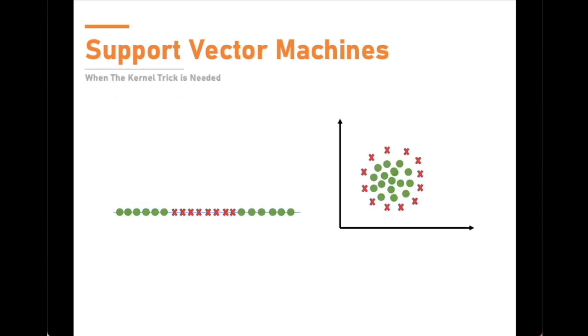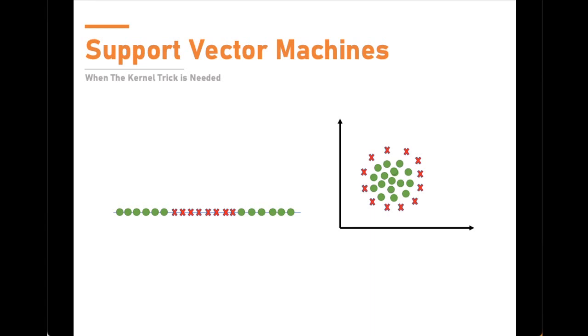Suppose we have a data set like this one. You can see the data points plotted on this graph. Here we see that we cannot draw a single line, or say a hyperplane, which can classify the points correctly into two sets.